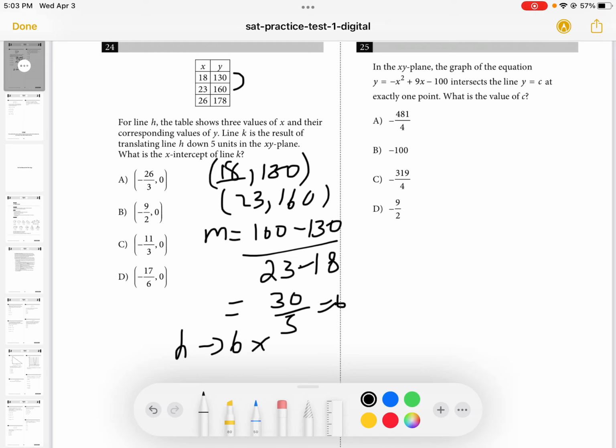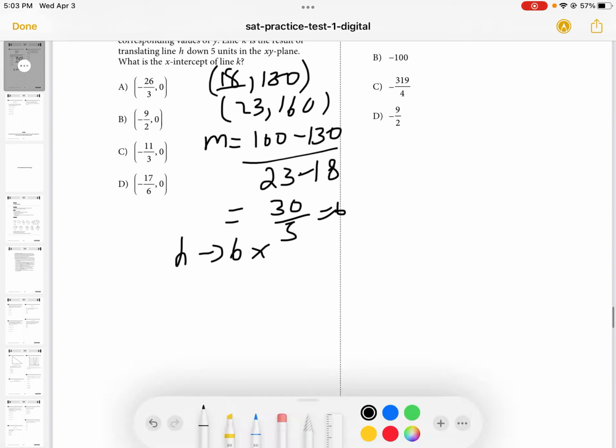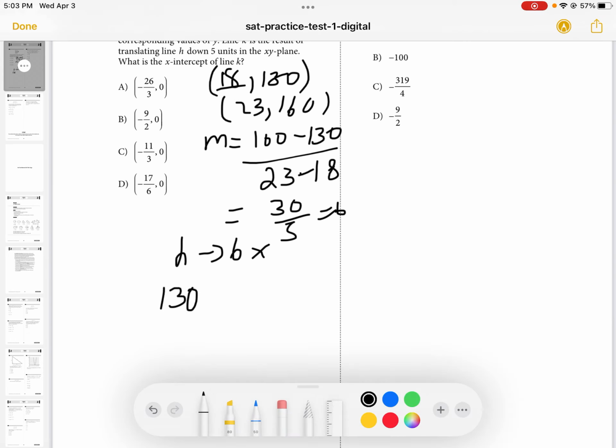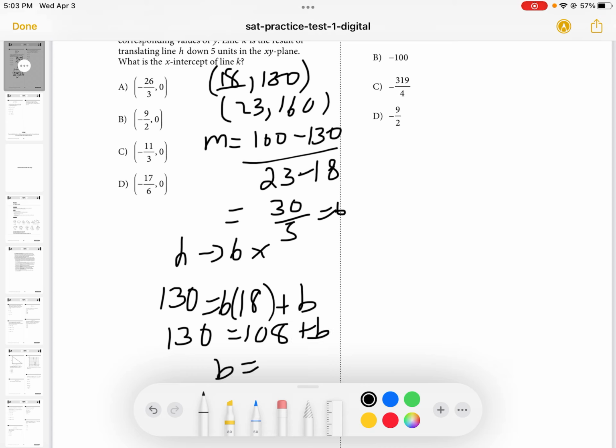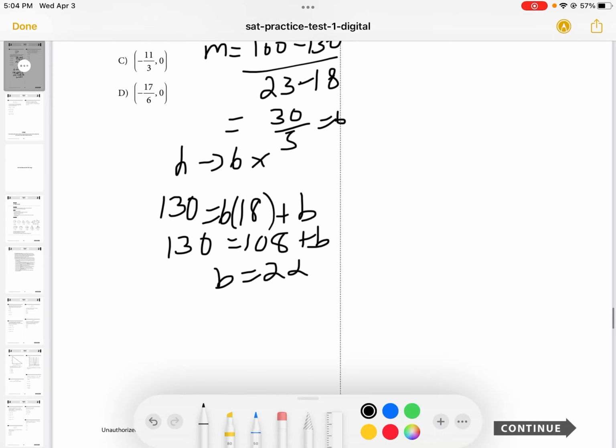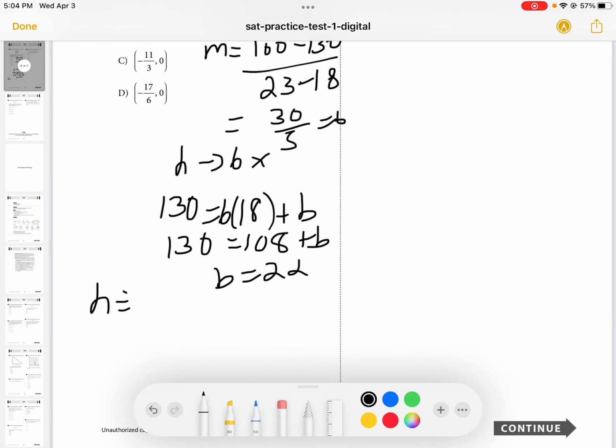So if we substitute x equals 18, we get 130 is equal to 6 times 18 plus our y-intercept. 130 is equal to 108 plus our y-intercept, and we get b is 22. So line H is 6x plus 22.